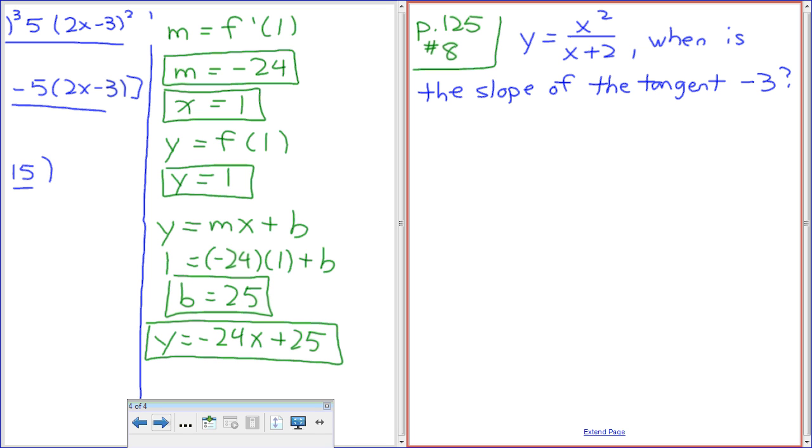Okay, this is a good question. I like it. All right. When is the slope of the tangent -3?